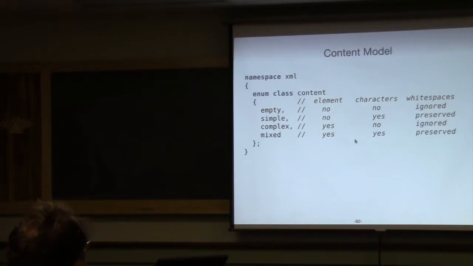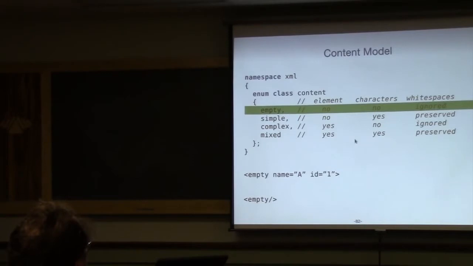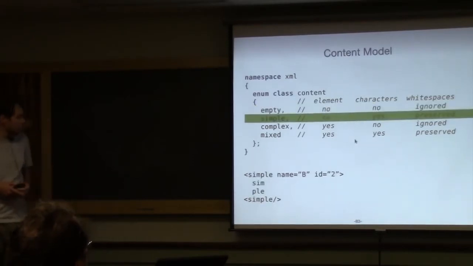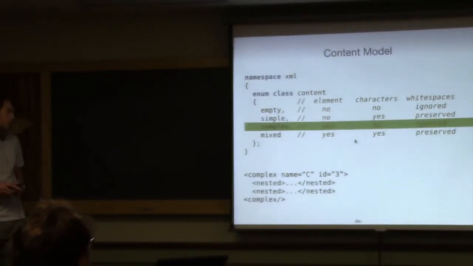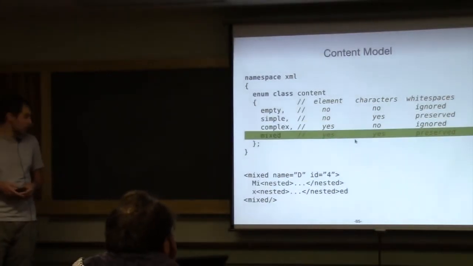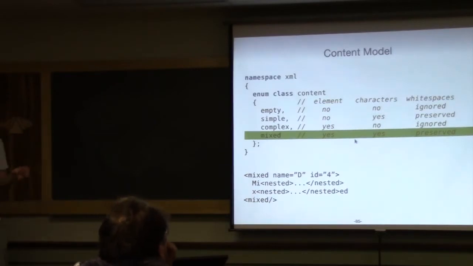And the significance of white spaces is determined by the content model that we talked about earlier. Remember the mixed and simple and complex and stuff. So here's the table. Empty content: elements are not allowed, characters not allowed, white spaces ignored. Simple content: no nested elements, characters allowed, white spaces preserved. Complex content only allows nested elements with white spaces ignored, and mixed content allows everything in any order, everything preserved.